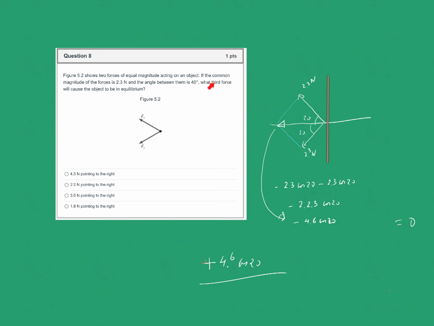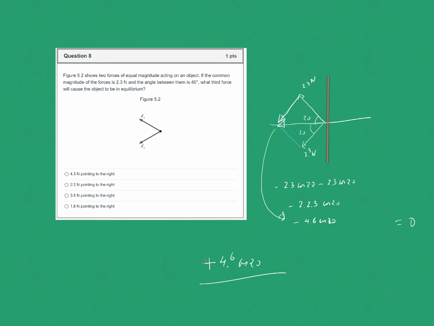Now it asks, what is the third force that you have to add here to produce zero acceleration? If I leave it like this, the sum of the two forces, the 2.3 going in this direction and the 2.3 going in this direction, will be this force. You know how to sum this force with the other force. The total force will produce acceleration in this direction.